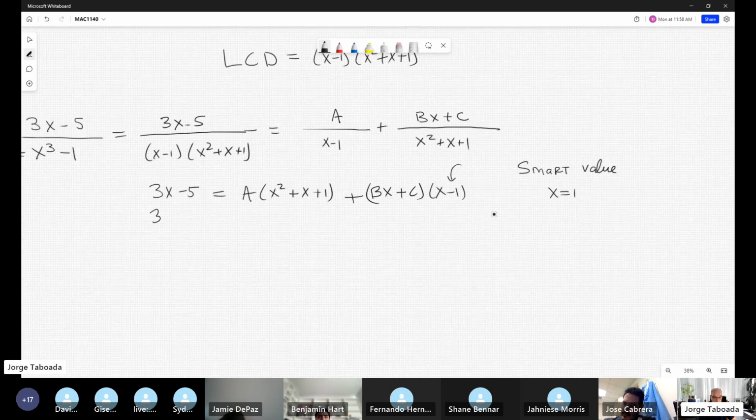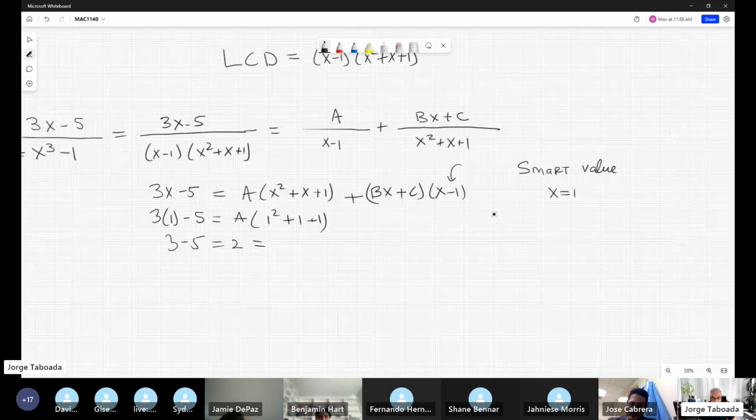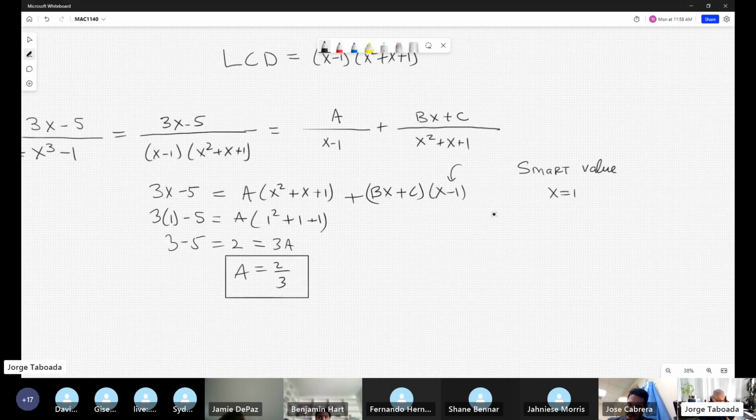This is easy. 3 times 1 minus 5 is equal to A times 1 squared plus 1 plus 1. 3 times 1 is 3, minus 5 is 2, equal to 3A, since 1 squared plus 1 plus 1 is 3. Therefore, A alone is 2 thirds. But unfortunately, we have no more smart values, because the zeros of this trinomial are complex. You can work with the complex, but it's very complicated. Because I have A in my hand and need to find only two more, I prefer using other easy values.